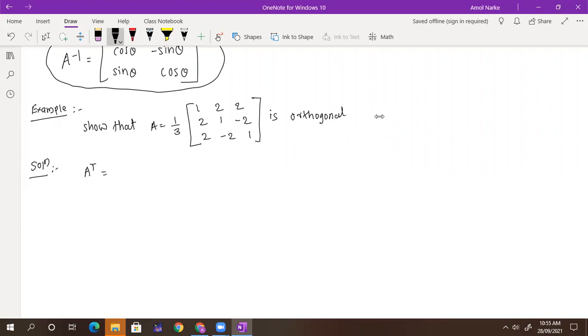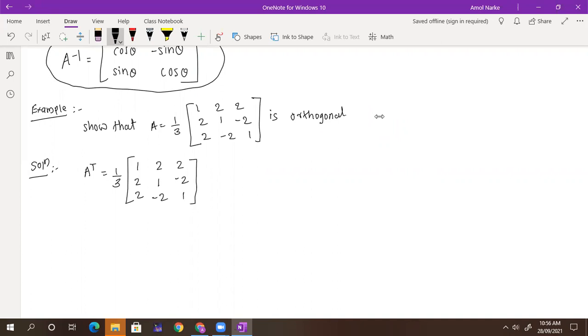So tell me what is A transpose? Even if you take 1/3 inside, you are getting 1/3, 2/3, 2/3, and like that. And even after getting the transpose, you can take 1/3 as a common factor out, which remains as it is, yes or no? Yes, sir. And just you take the transpose of that particular matrix. So 1, 2, 2, that is nothing but my first row. What about my second row? It is 2, 1, minus 2, and I'm getting 2, minus 2, 1. Actually, it is a symmetric matrix, so its transpose is also equal.